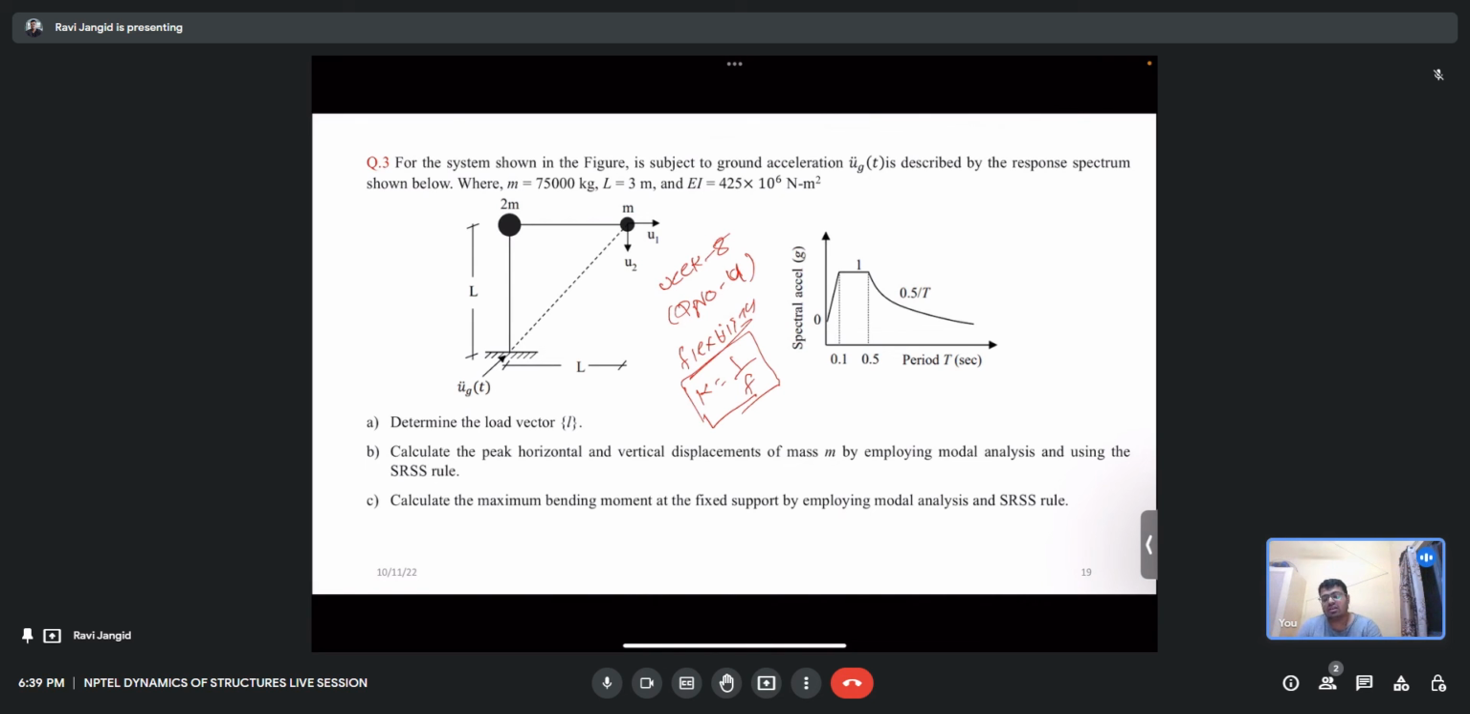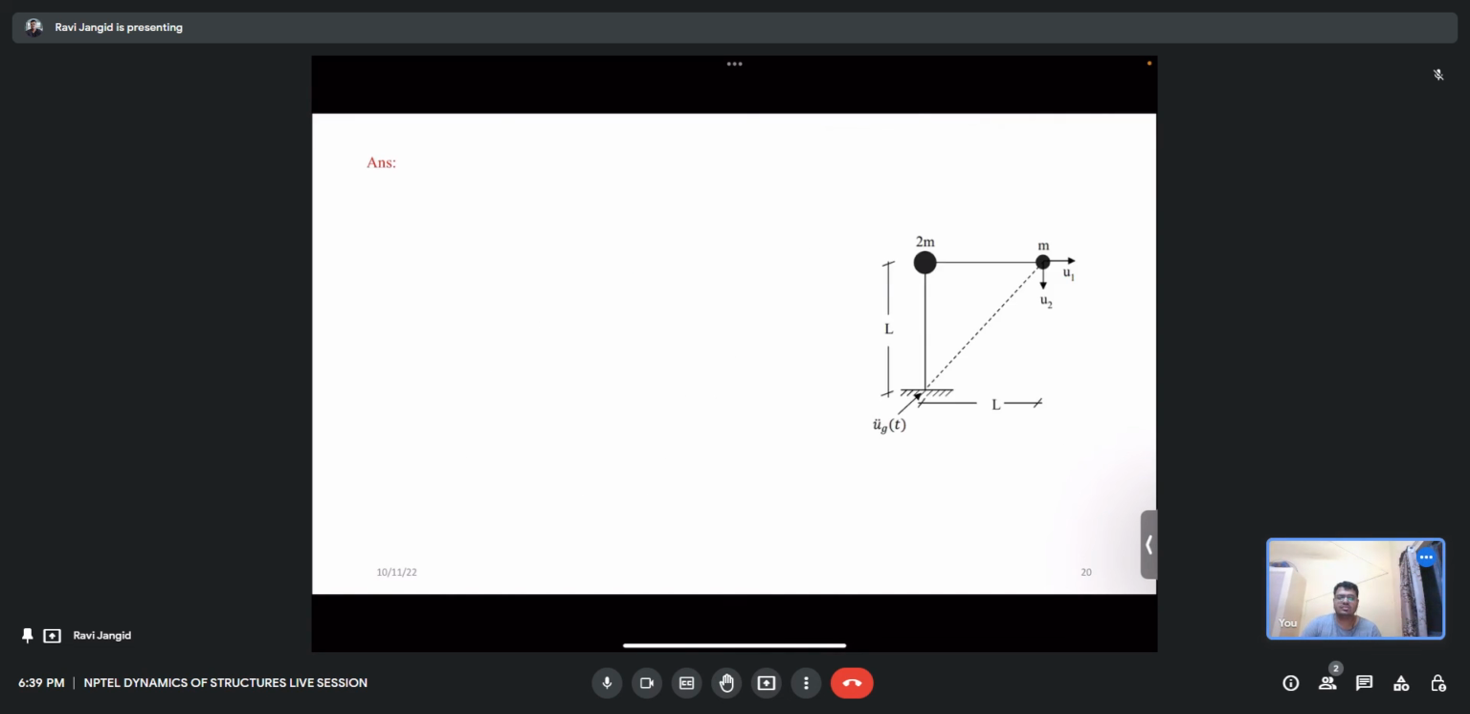So here one thing, our ground motion is given this way, inclined, not horizontal. Okay, so I will ask one question when we reach the determining the load vector part. So first let us calculate the properties of this, like the modal mass and all these things. Okay, so let us come.